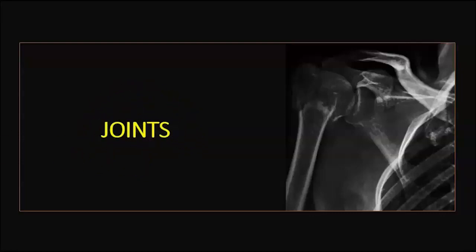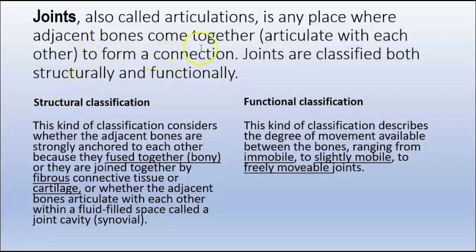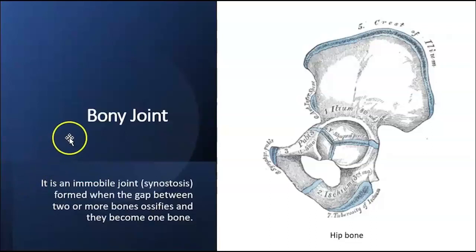Joints. A joint basically is an area where two bones get together. So the first type of joints that we have are the bony joints. In this case, you have two or three bones, and they get together, and then eventually they fuse and they form one bone. An example of this is the os coxae, or the hip bone.